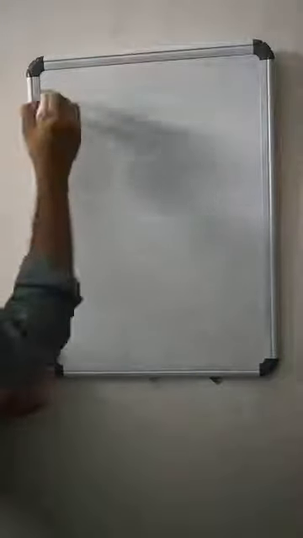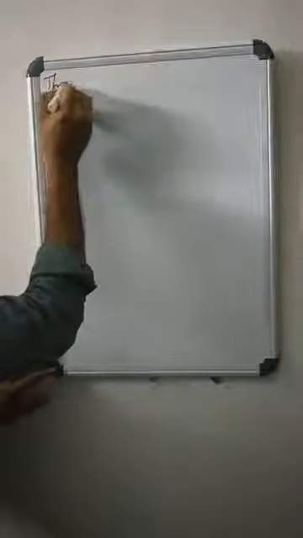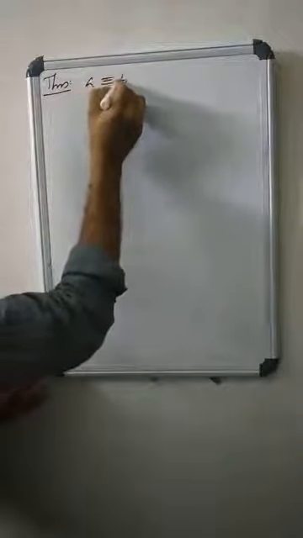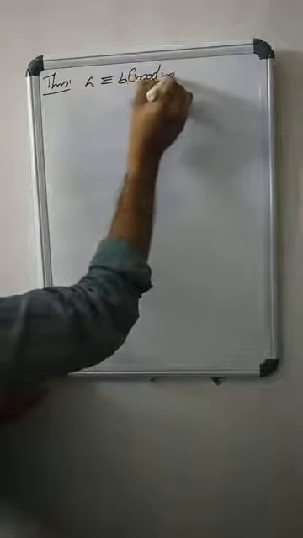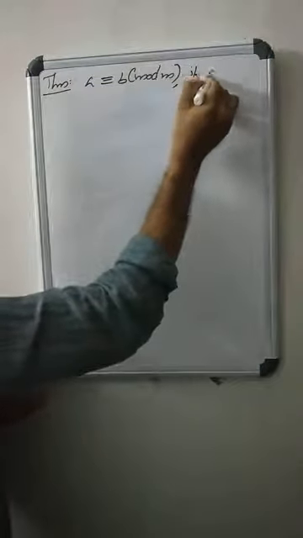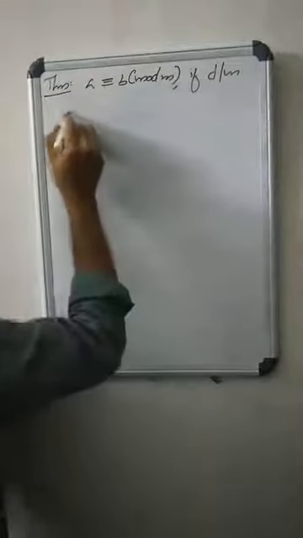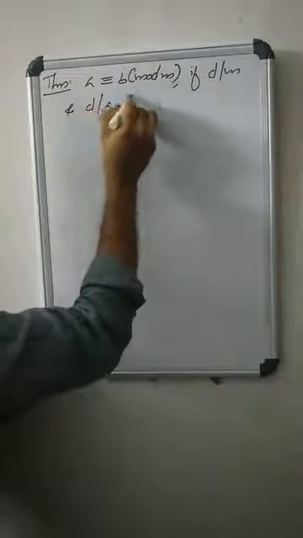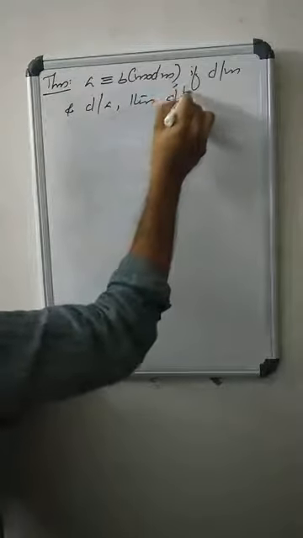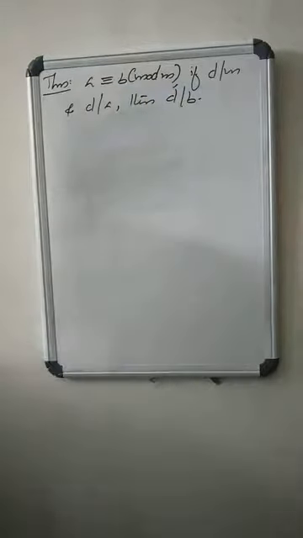Now, by using these arguments, we consider certain theorems. Assume A is congruent to B mod M. If D divides M and D divides A, then D divides B.